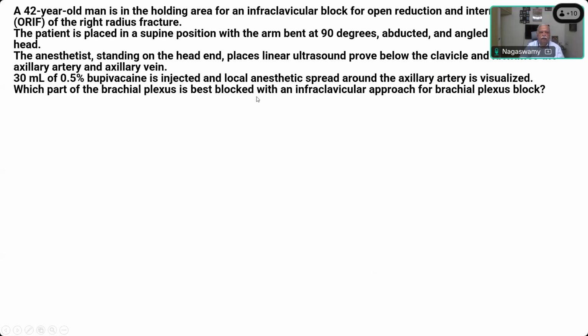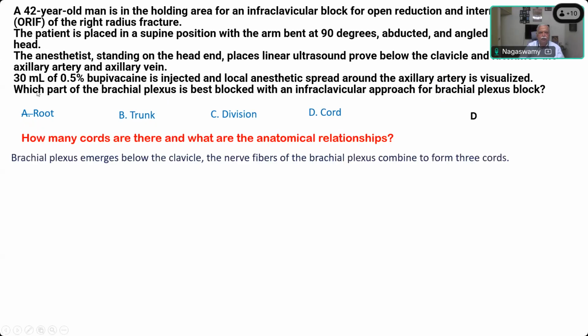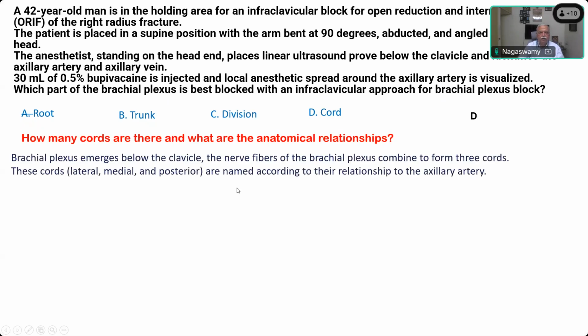Which part of the brachial plexus is best blocked by an infraclavicular approach for brachial plexus block? The options are the root, the trunk, the division, the cord. Cords. Very good. How many cords are there and what are the anatomical relationships? 3 cords. Medial cord, lateral cord, and the posterior cord. Brachial plexus emerges below the clavicle. Nerve fibers combine to form 3 cords. These are lateral, medial, and posterior, named according to their relationship to the axillary artery.